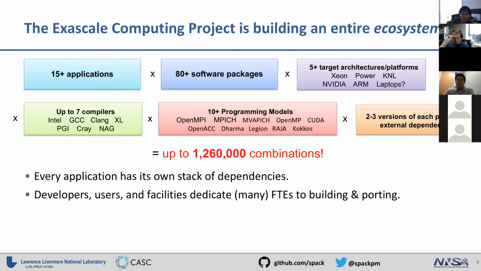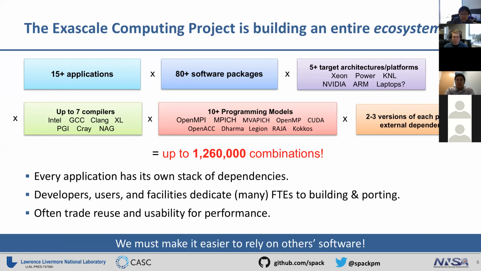Developers, users, and facilities typically have to dedicate lots of FTEs to building and porting this stuff, and it takes a lot of hours to make sure all of these things are installed on a system. Typically you try to install these things and you end up trading reuse and usability for performance. So you end up building a lowest common denominator binary that's not optimized for the system because that's what you could get to work, and maybe it doesn't perform as well.